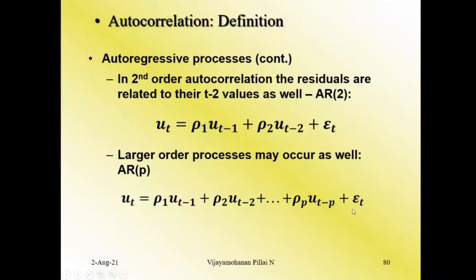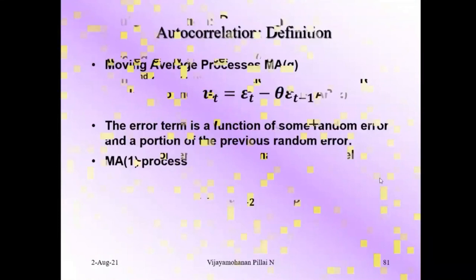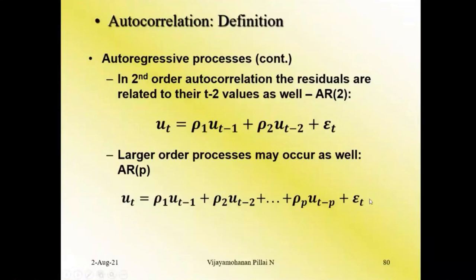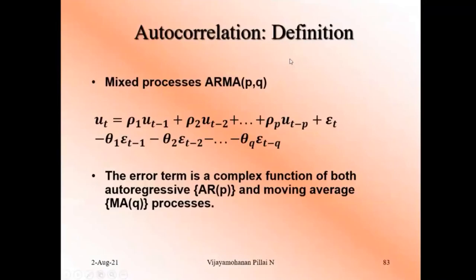Now, the moving average process is given by specifying this ut in terms of epsilon t and its past value. That is the MA1 process. If we have more lagged epsilon variables, then we have the MA(q) model. Now we can combine this AR(p) and MA(q) as an ARMA(p,q) model. That is, we have ut in terms of its own past values and the random error term and its own past values. So this is the ARMA(p,q) model. We will learn this when we come to the time series class.